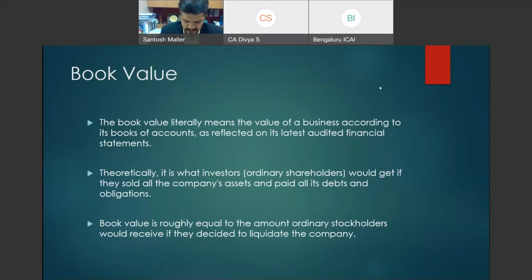So therefore, this is what is reflected in the book value method. Now, the book value method is certainly not used as a basis of valuation in real life when there is a transaction to be done.